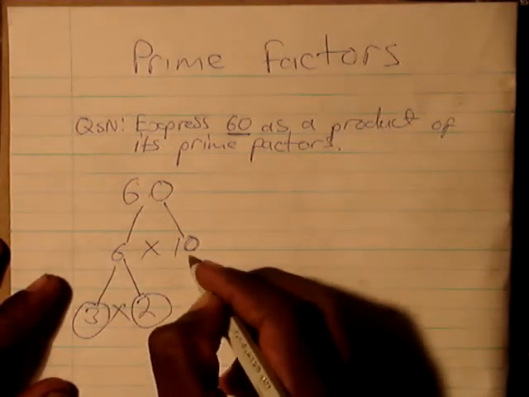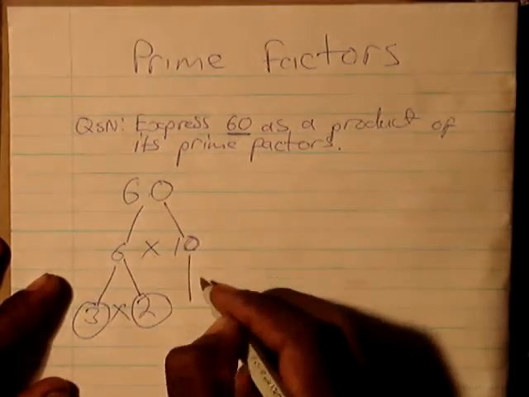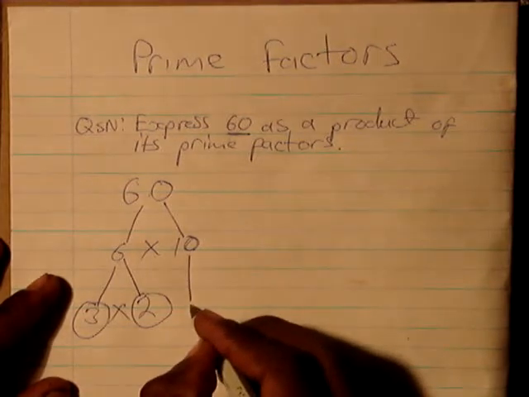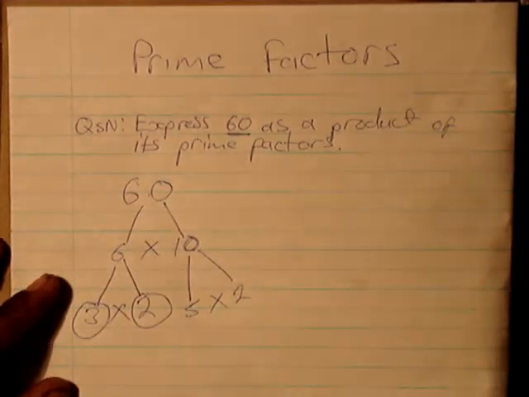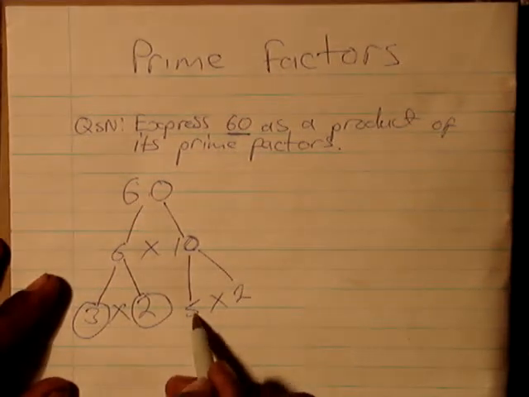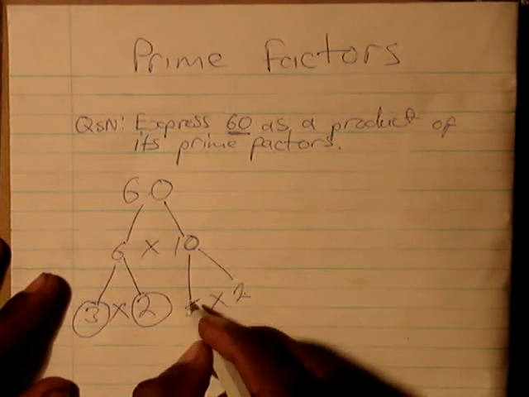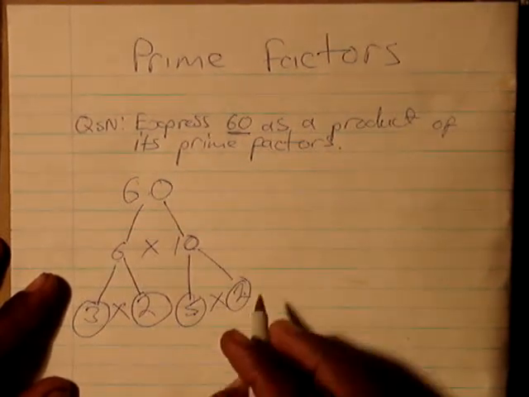So now go to 10. 5 times 2 is equal to 10. So 5 and 2 are both prime numbers.